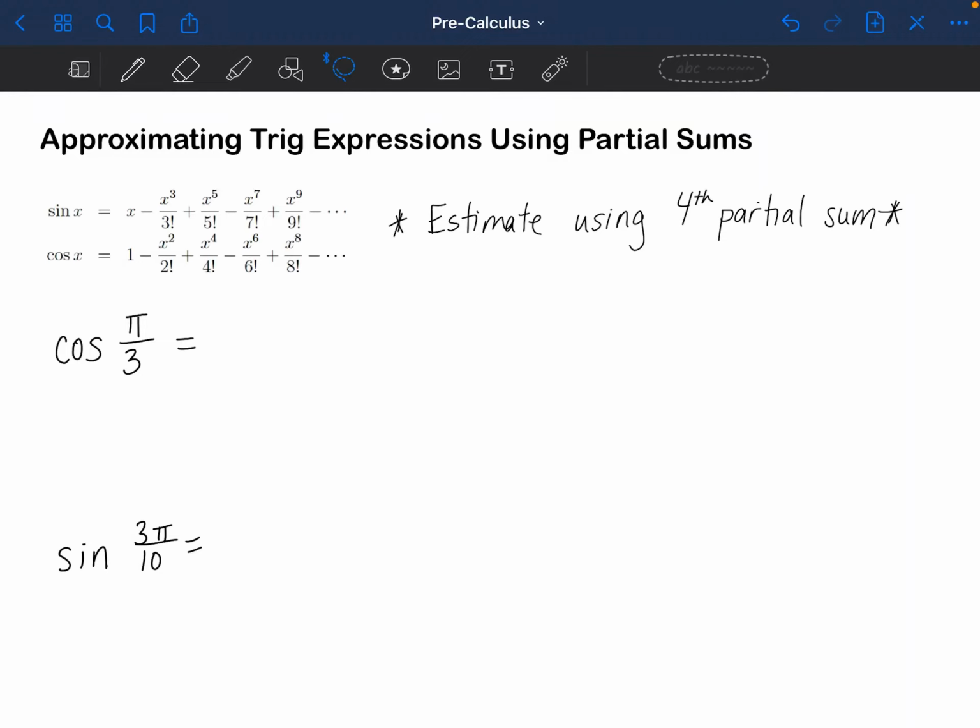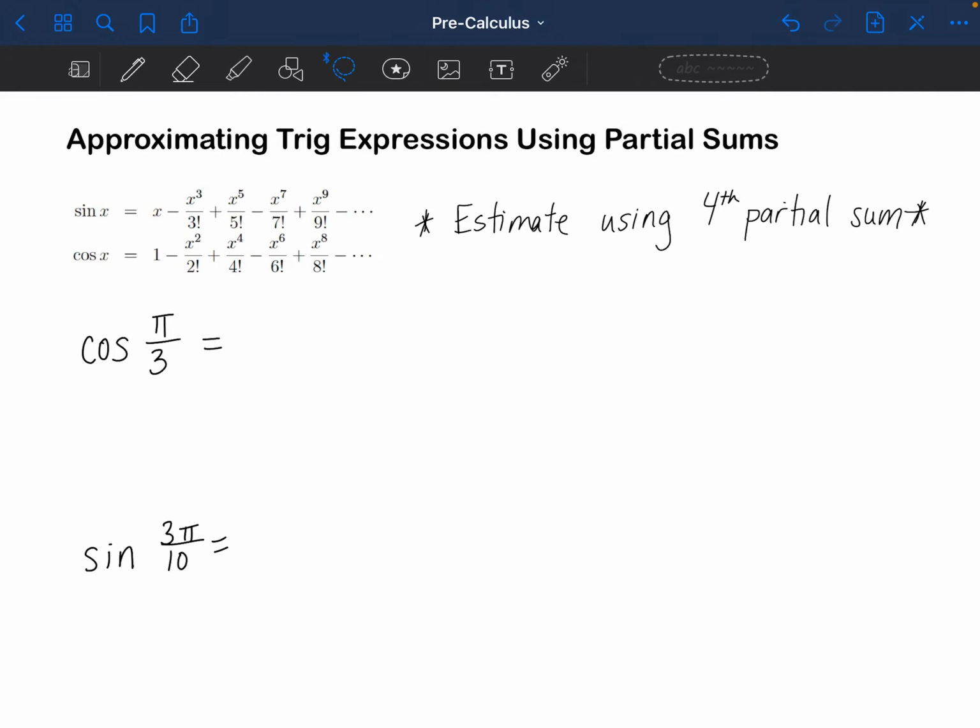Approximating trig expressions using partial sums. So fun. Let's get into it. Something that's really important to remember when we're looking at these representations of the trig functions as power functions is that sine is odd and cosine is even.